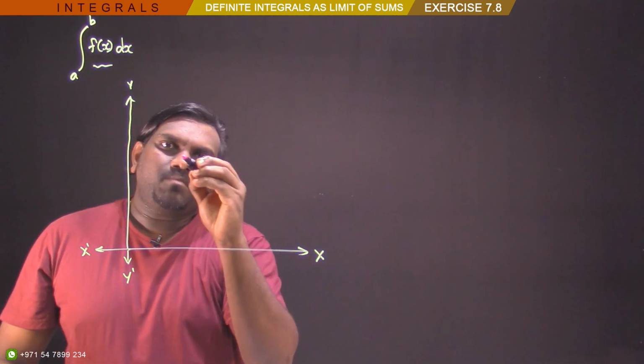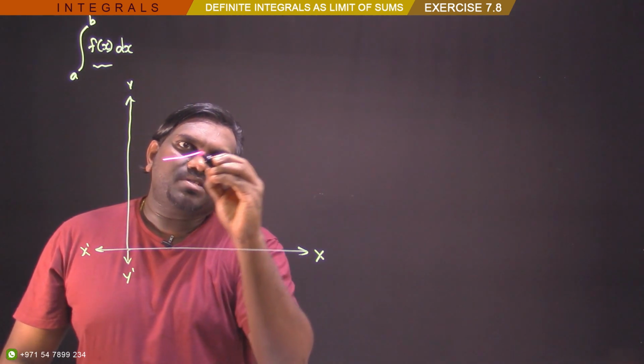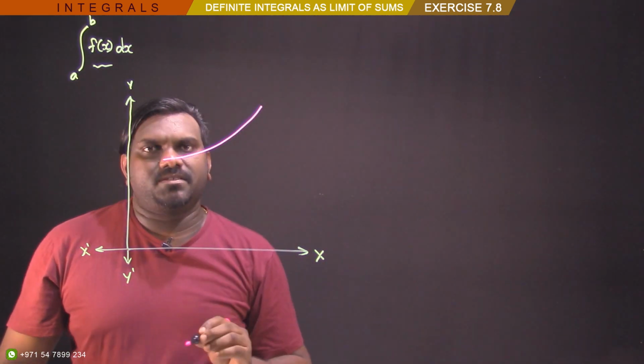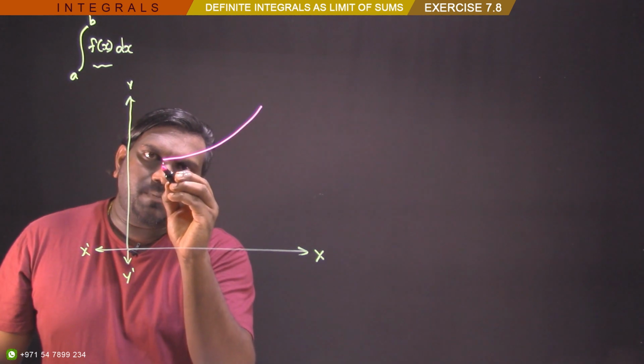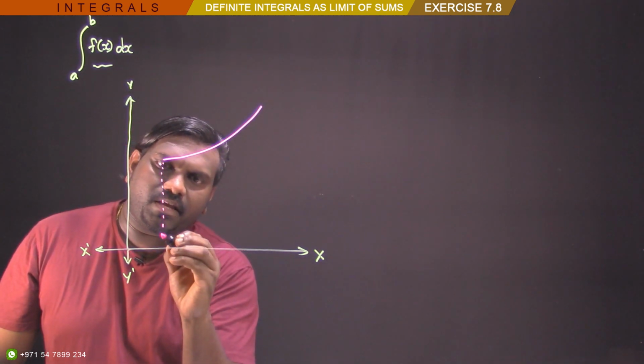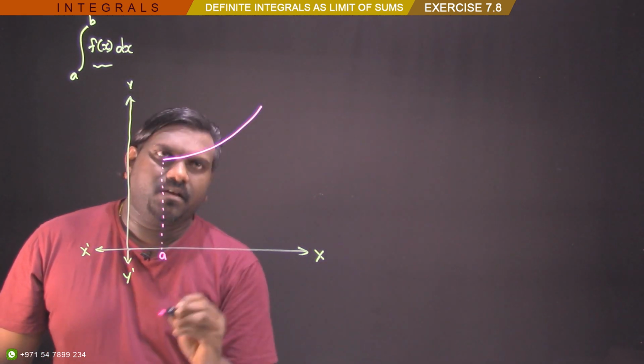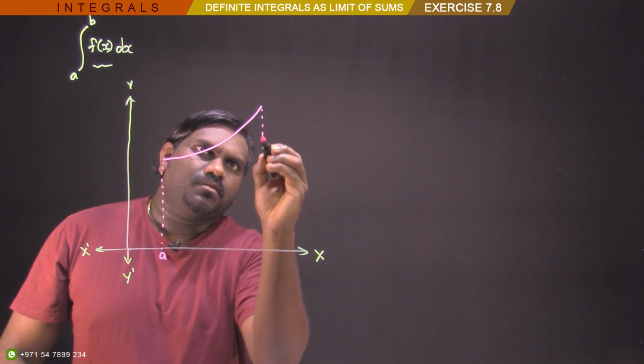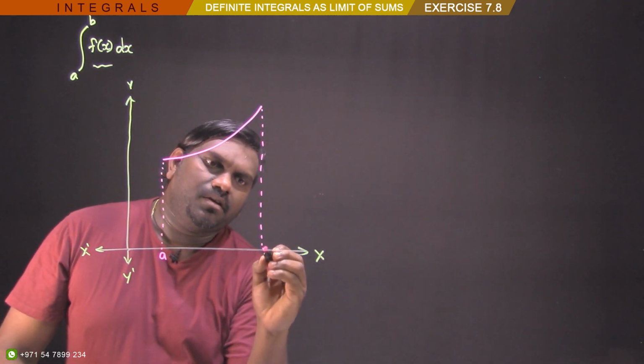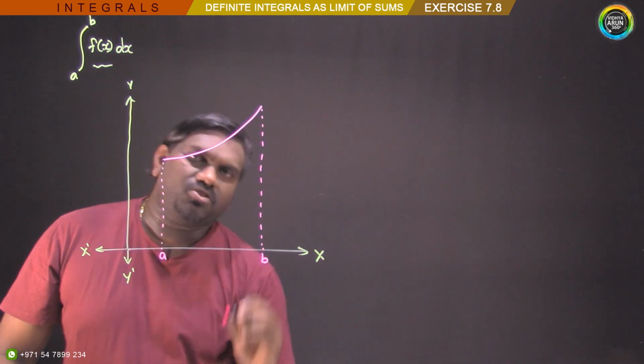I'm going to plot this one. I'm going to tell you that f of x looks like this. As we said, the point on this x axis is a and the point on the x axis here is b, sorry.